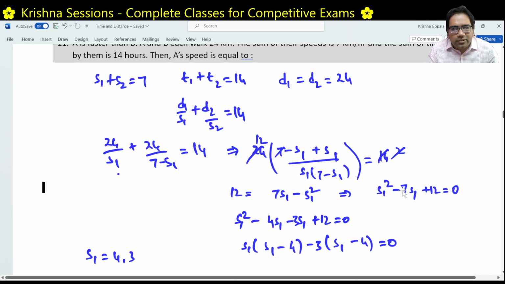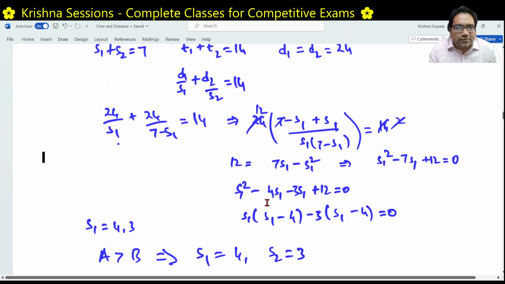S1 square, we have to divide this into two parts so that the sum is minus 7 and the product is plus 12. Right. So minus 4 and minus 3 will work. The sum is minus 7 and the product, minus 4 into minus 3, is plus 12. So S1 square minus 4 S1 minus 3 S1 plus 12. S1 into (S1 minus 4) minus 3 into (S1 minus 4). So S1 is equal to 4 and 3.